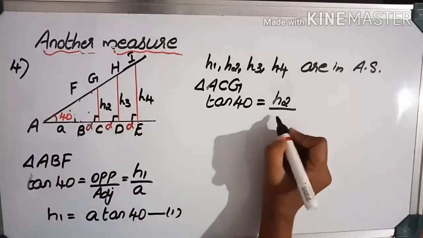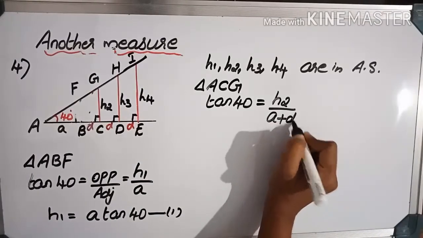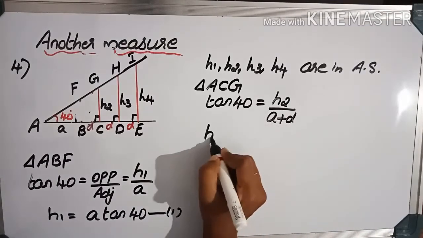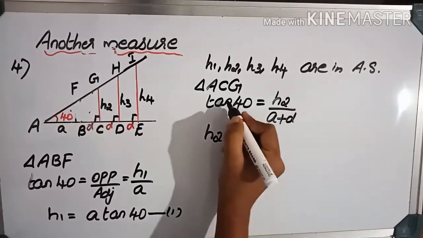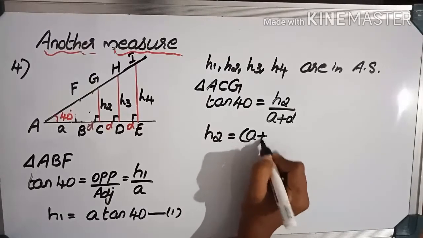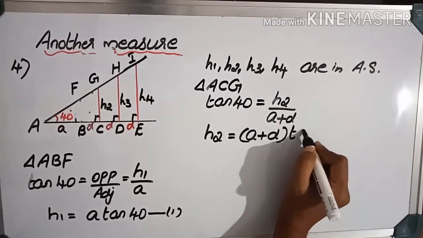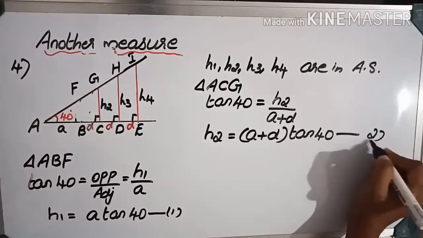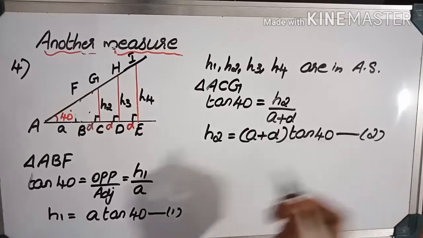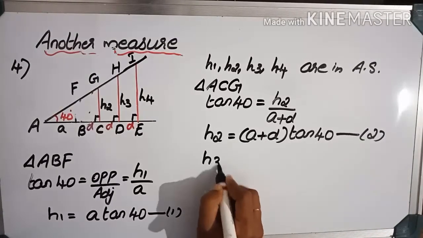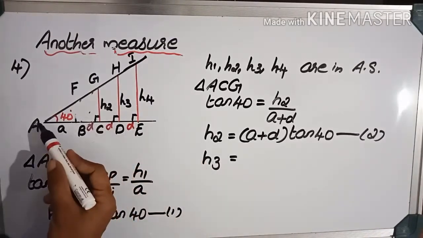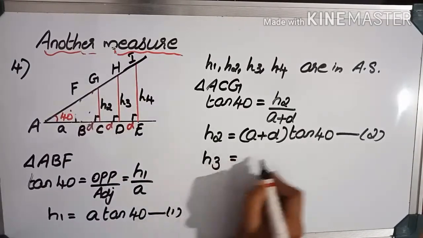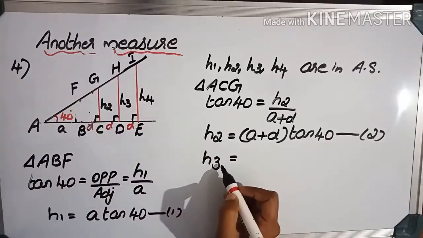That means the total is A plus d. So we write h2 by A plus d. Now taking A plus d to the other side, h2 equals A plus d into tan 40. Let's consider this as the second equation. Similarly, we have to find h3, by considering triangle ADH.